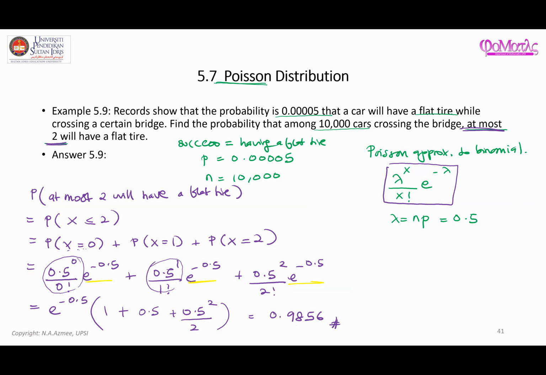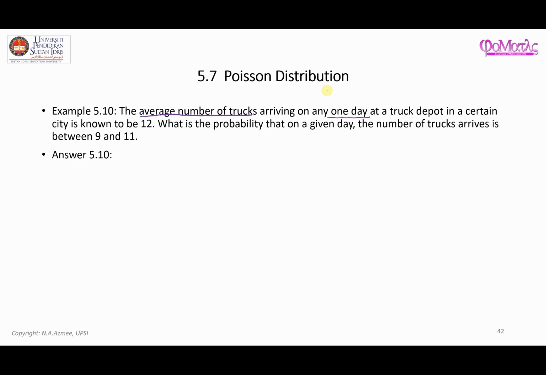This is an example where the Poisson formula is applied to describe the number of successes in a certain time interval. So here we have the average number of trucks arriving on any one day. This is an example of a time interval, and the average number is known to be 12. This is the value of lambda. So here lambda is equal to 12.